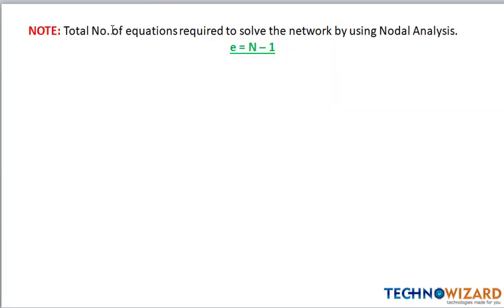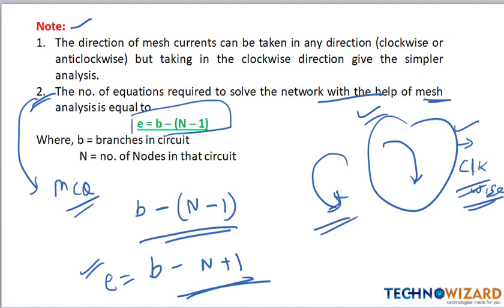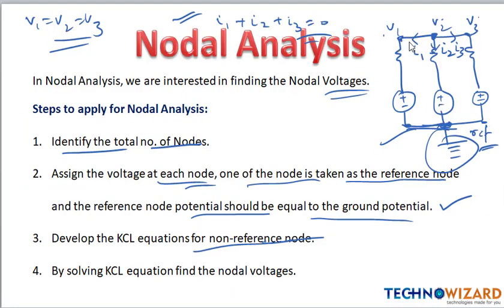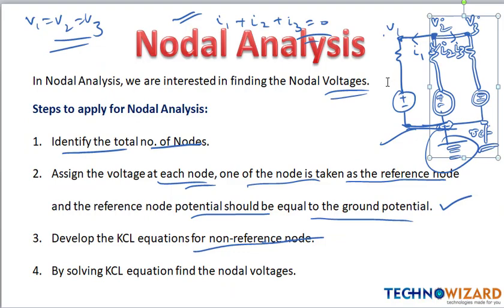Now, the total number of equations by nodal analysis is given by E equal to N minus 1, that is, total number of nodes minus 1. Now in this circuit, what is the total number of nodes? 1, 2, 3.